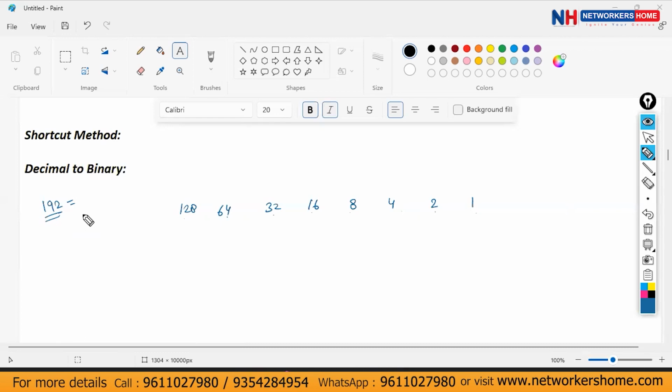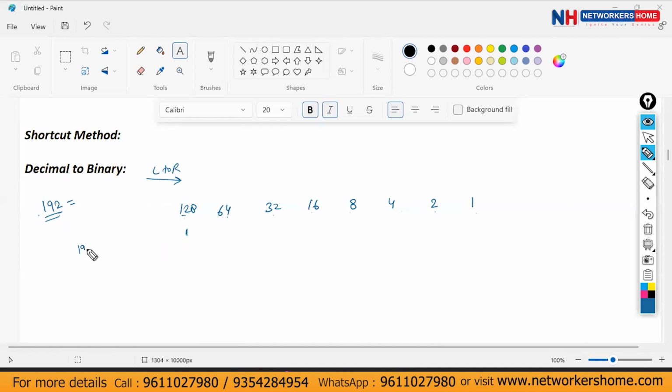So we have already calculated by our previous method. Now all you have to do is compare this number with this value, and for comparison you have to go from left to right. So see, if I compare 192 with 128, is 128 smaller? If this number is smaller or equal, just write 1 below it. And if it is bigger, just write 0. So 128 is smaller than 192, so I have written 1.